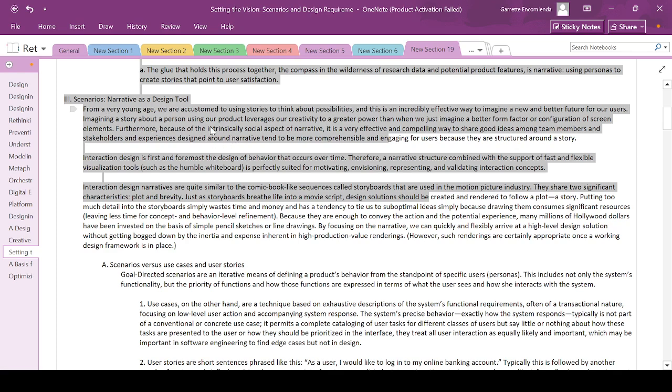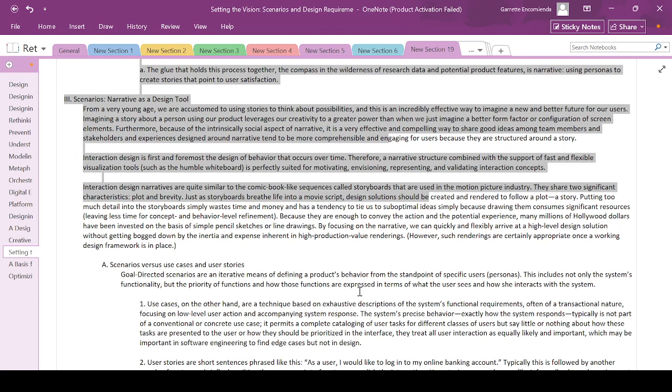From a very young age, we are accustomed to using stories to think about possibilities, and this is an incredibly effective way to imagine a new and better future for our users. Imagining a story about a person using our product leverages our creativity to a greater power than when we just imagine a better form factor or configuration of screen elements.